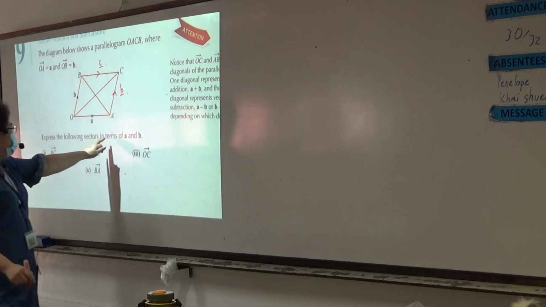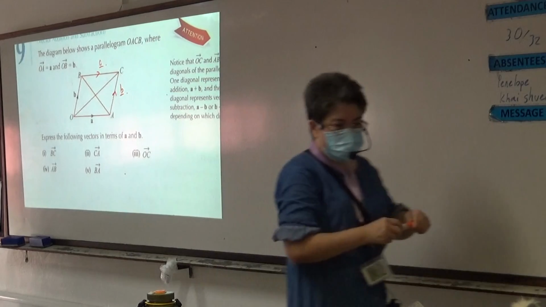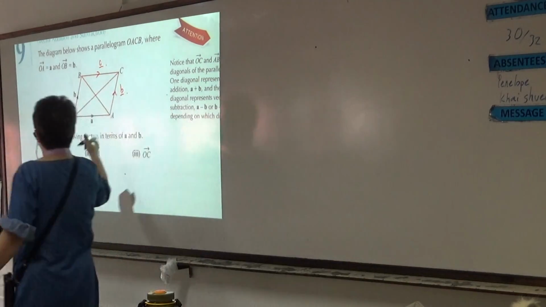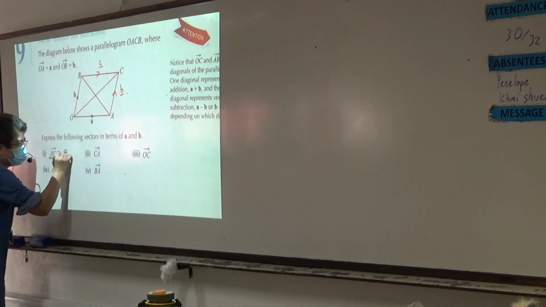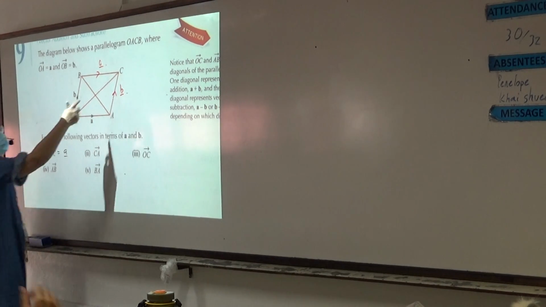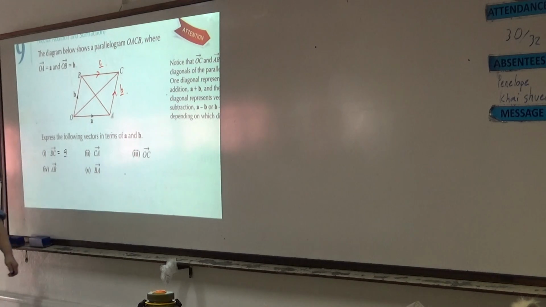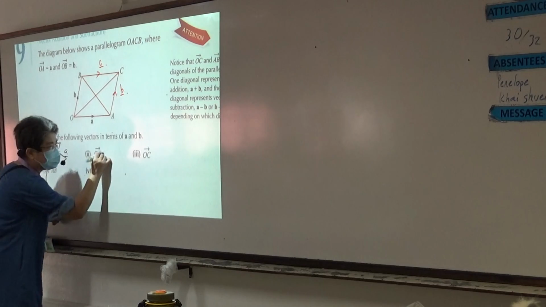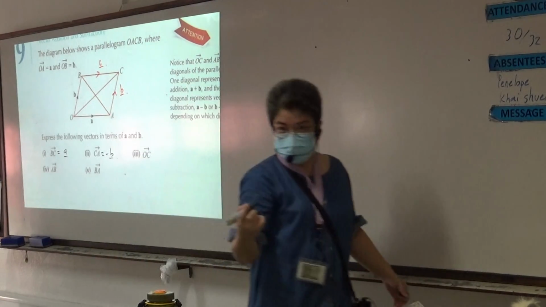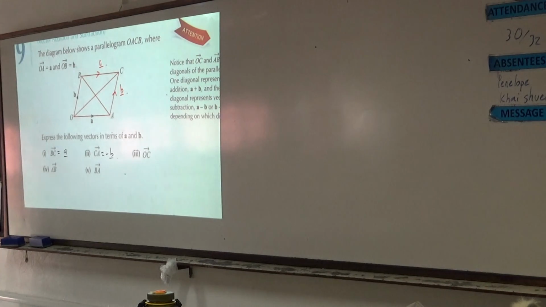Now, express the following vectors in terms of A and B. Now, can you look at BC? It's very obvious. This is just A, right? Can everybody see that? How about CA? Negative B, right? Because it's in the other direction. Everybody okay? I'm teaching you the simple one first. Negative B is the answer.